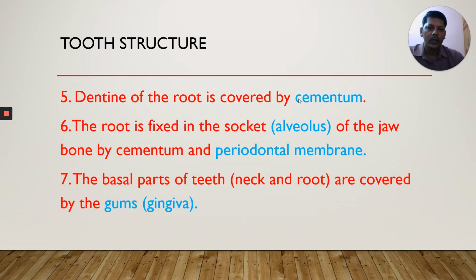Dentine of the root is covered by cementum. The root is fixed in the socket, the alveolus of the jawbone, by a substance called cementum and the periodontal membrane. These two fix our tooth in the socket. The basal parts of the teeth, the neck and root, are covered by gums called gingiva, chigullu we call.